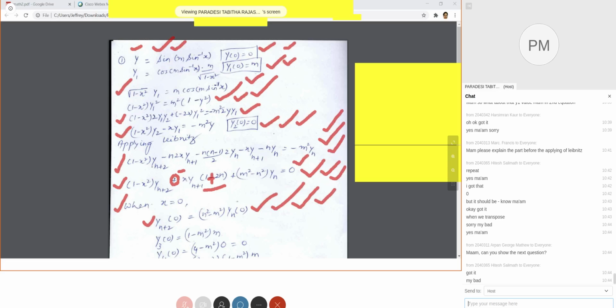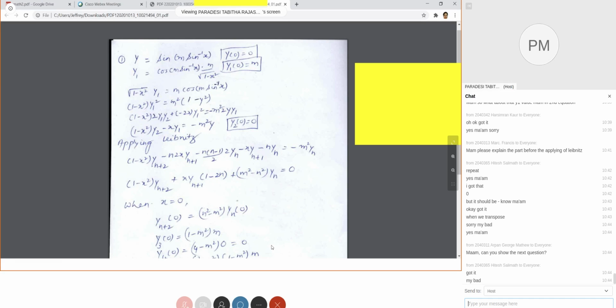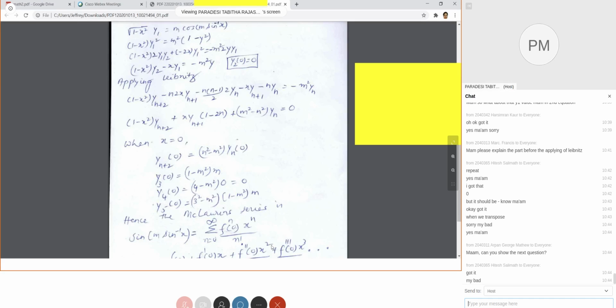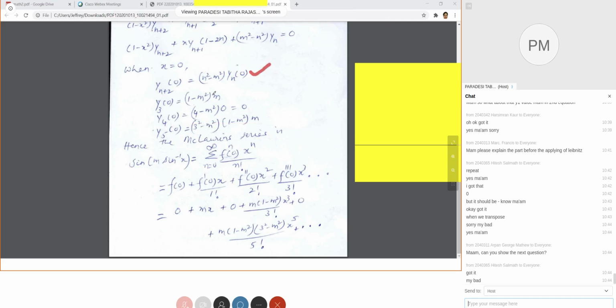So now we have this recurrence formula and then we proceed. Okay, so this is our recurrence formula that we have. From this recurrence formula, quickly find your y3 of 0. That means in place of n, what are you putting? Hitesh, in place of n, what will you put if you want your y3 of 0? Look at this recurrence formula. In place of n, what will you put to get your y3? 1. Okay, so y3 of 0 is in place of n, you put a 1, so 1 minus m square.